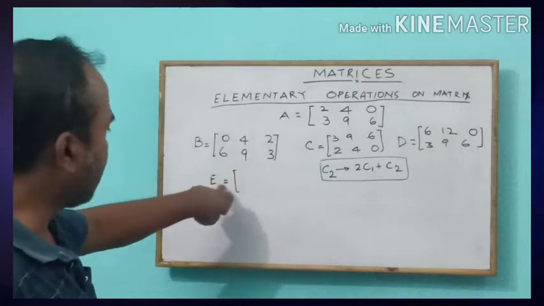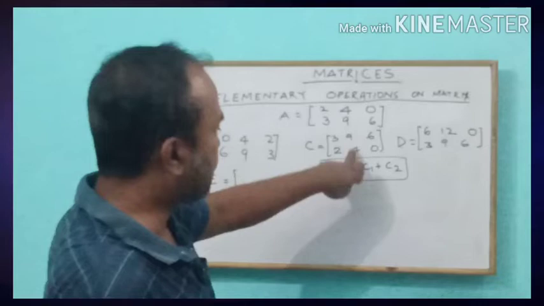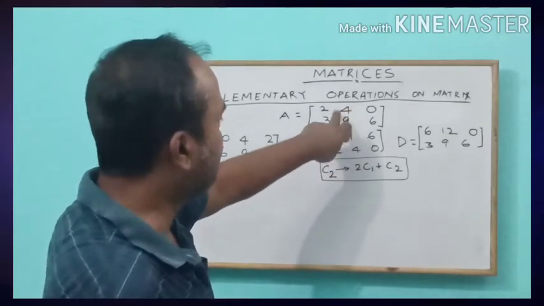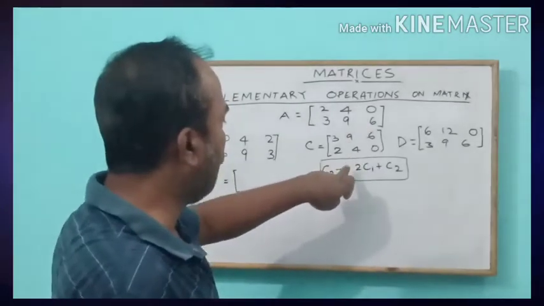So let us form the new matrix E by changing the second column elements. Second column is 4, 9. Here it is 4, 9. This is the main matrix. From here we are going to get the matrix E. 4, 9. How am I going to change?